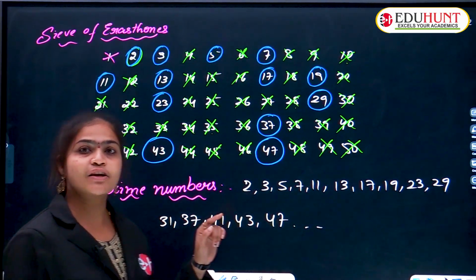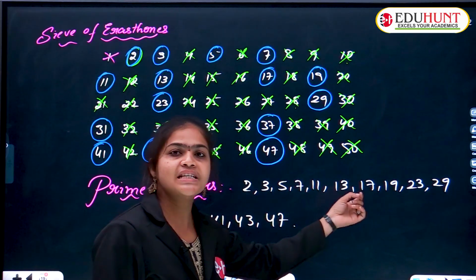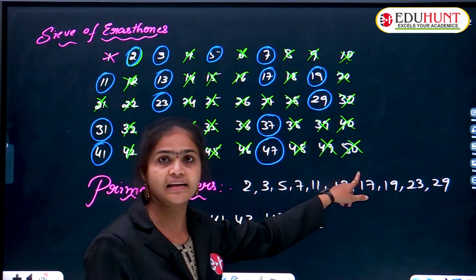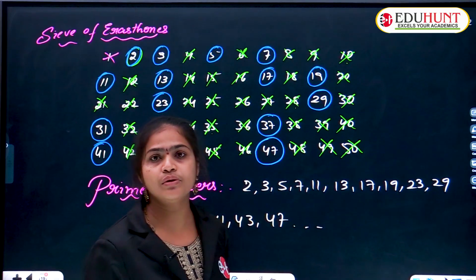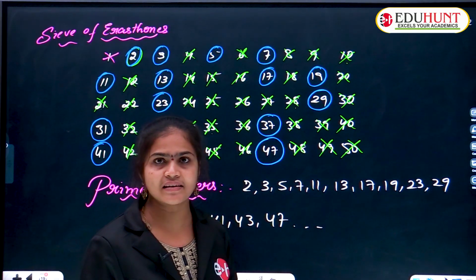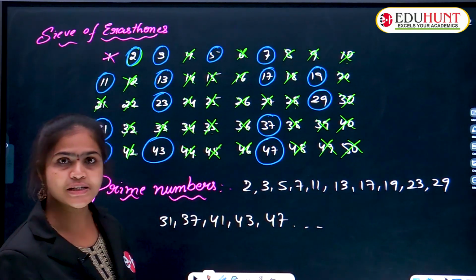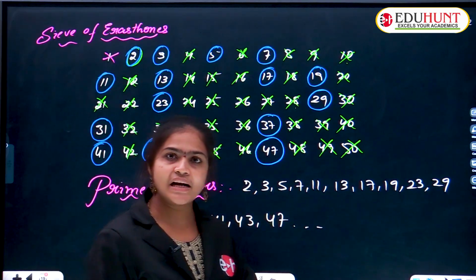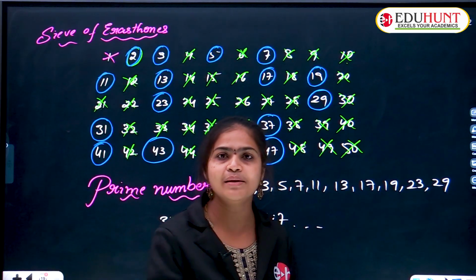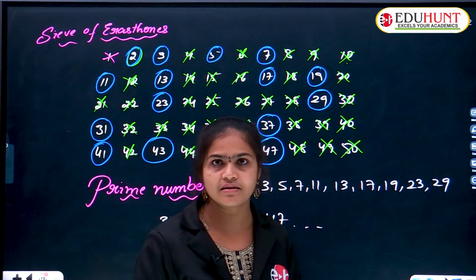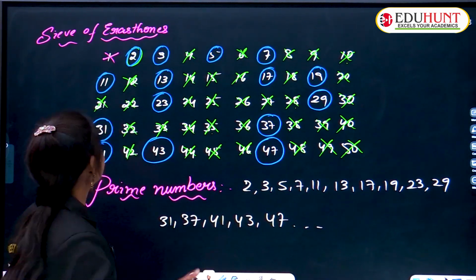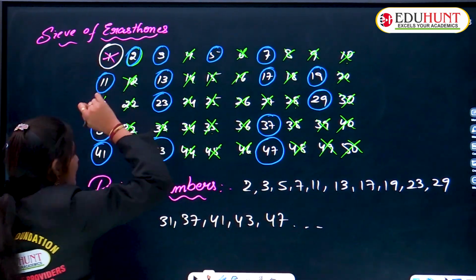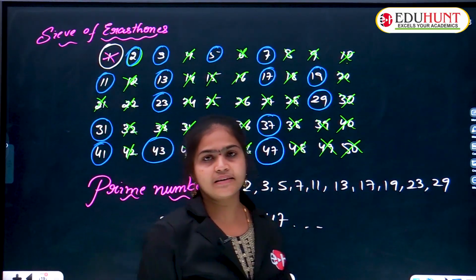And which numbers are composite numbers? Which numbers did we cancel here, just ticked with a cross mark? Those numbers are known as composite numbers. Why? Because those all are multiples of some other numbers, which means they have more than 2 factors. That's why we consider all those numbers composite, except one. One is neither prime nor composite.